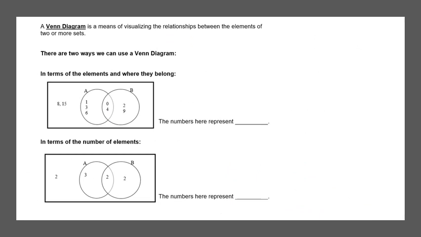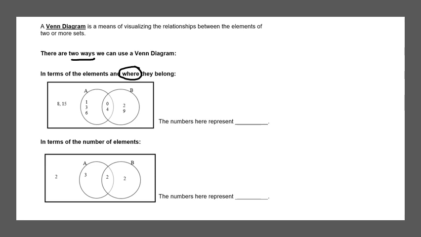So a Venn diagram is a means of visualizing the relationships between the elements of 2 or more sets. Now there are 2 ways which we can utilize a Venn diagram. One in terms of the elements and where they belong, as illustrated in this particular Venn diagram. This is the one that I personally do not care much for, because if you have a whole lot of elements, how the heck are you going to fit them in this space, right? But let's not worry about it. Let's move on. Let's get an idea just in case you need to work with this. But anyway, this Venn diagram is telling us where elements are located.